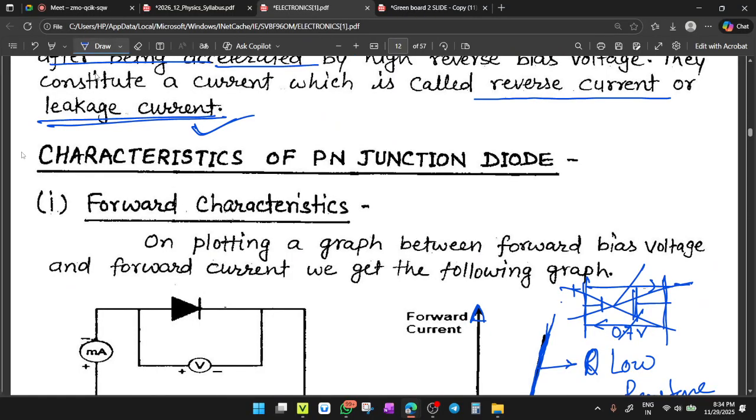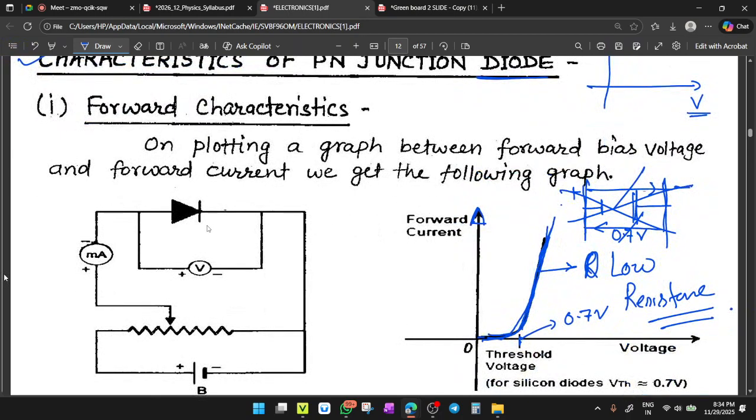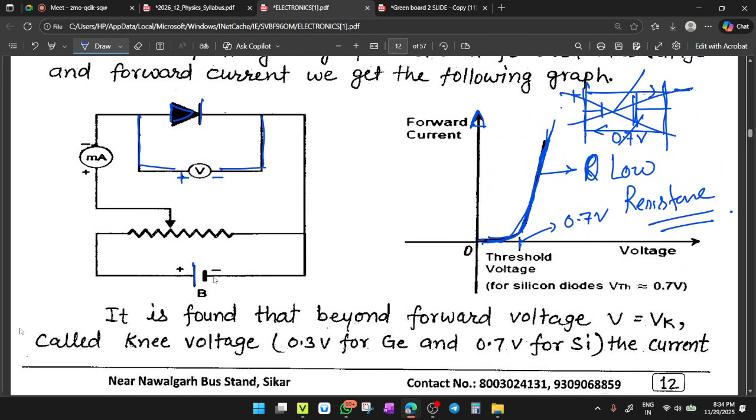Next is the characteristics of the PN junction diode. Characteristics means the curve between the applied voltage and the current obtained. Voltage you give as an input and current results as output. So you have to make the necessary circuit. First we take the characteristics diagram for forward biasing. Here this is a diode. To measure the voltage, connect a voltmeter in parallel. So this is a voltmeter and this is a battery.